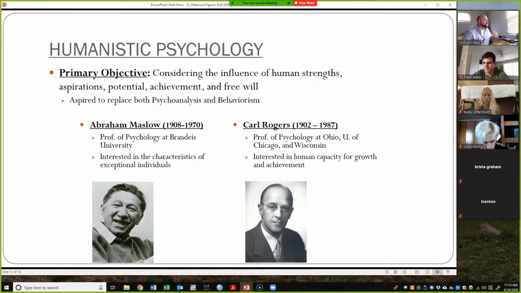Your id, your ego, your life instinct, your death instinct, these things that we can't see or measure, that's what's really driving your behavior. You think you're in charge, but you're actually not. It's these unconscious drives. Behaviorism is less magical, much more scientific, but still very deterministic in its explanation of behavior.